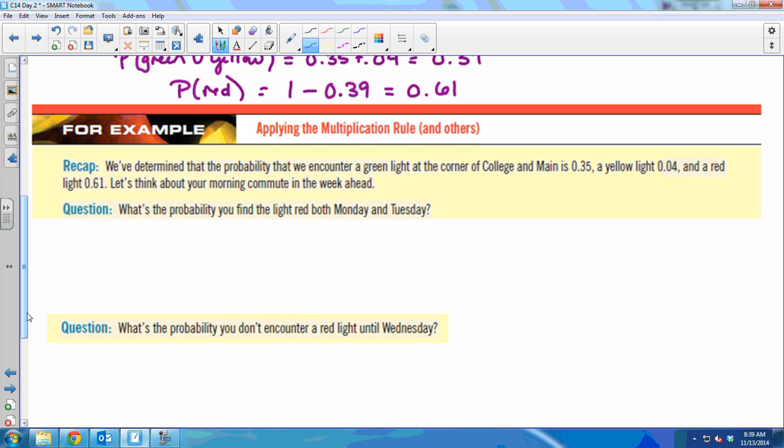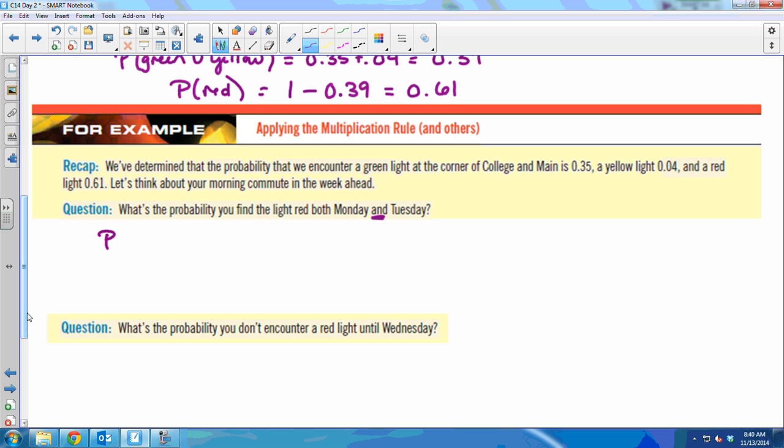All right, we've determined that the probability that we encounter a green light at the corner of College Main is 0.35, a yellow light is 0.04, and a red light is 0.61. Let's think about your morning commute in the week ahead. What's the probability you find the light red on both Monday and Tuesday? So if we're talking about Monday and Tuesday, are those two trips independent events? Yes, one doesn't influence the other, so you can use the multiplication rule.